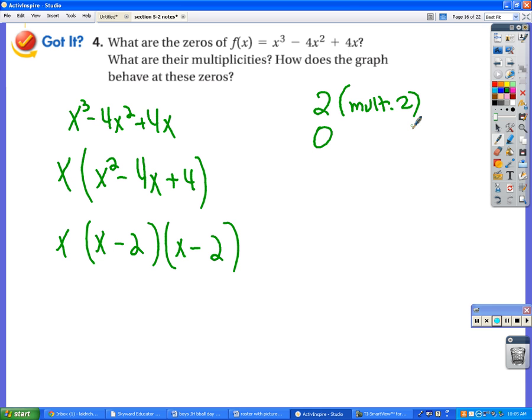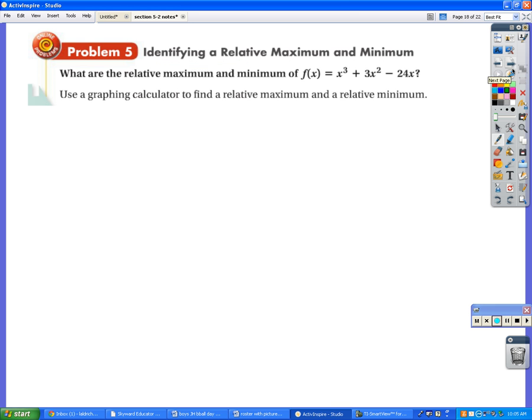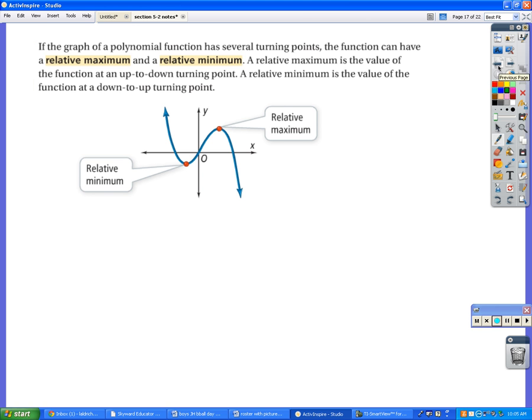Are we ever going to have to graph this, because how would you do that without a calculator? Yeah, it'd be pretty hard, and so that's why these problems here say use a graphing calculator to find the relative maximum, relative minimum. We'll get to that another day. All right.